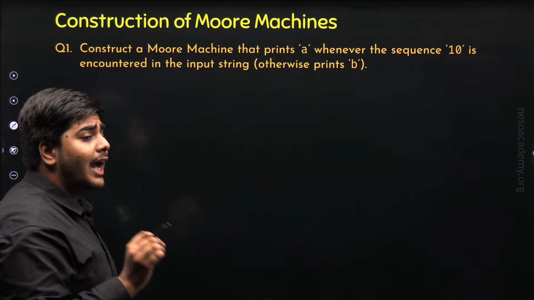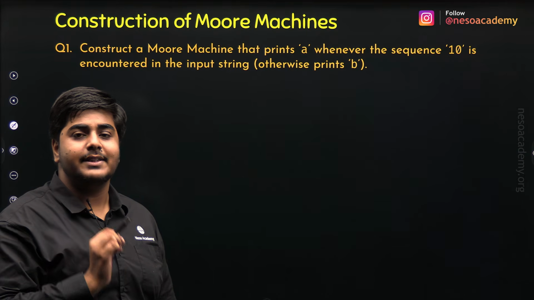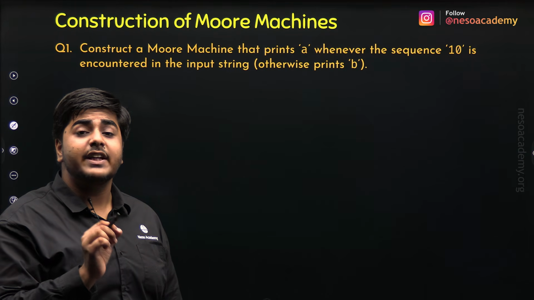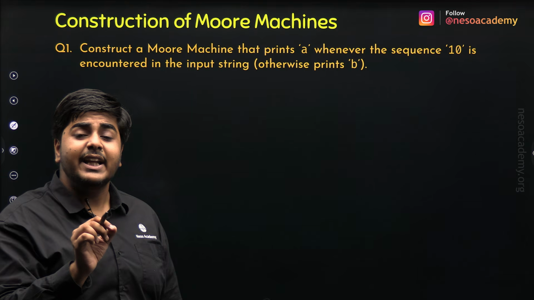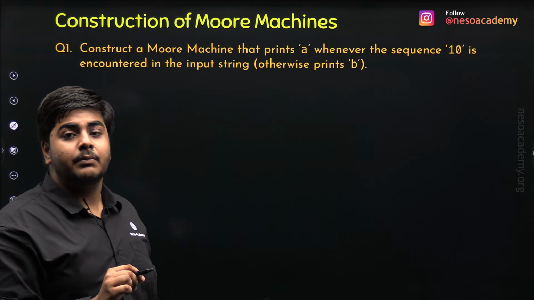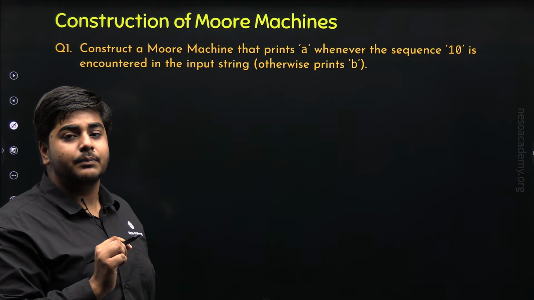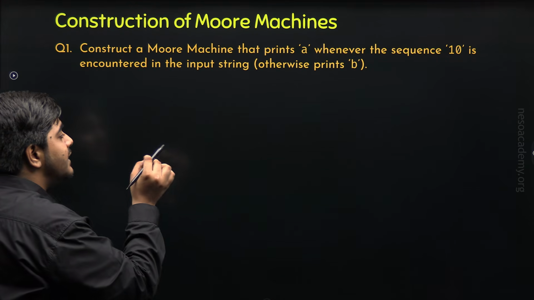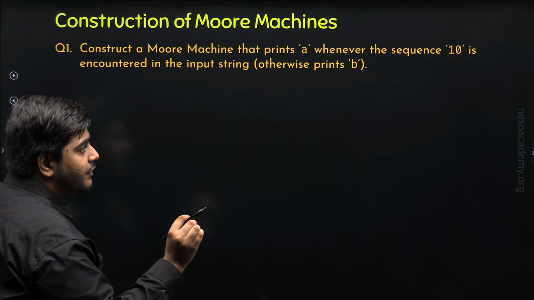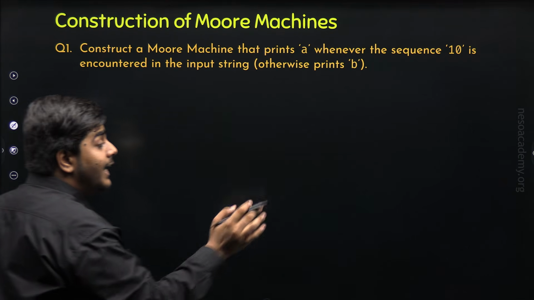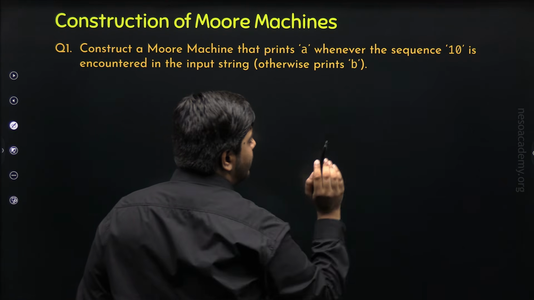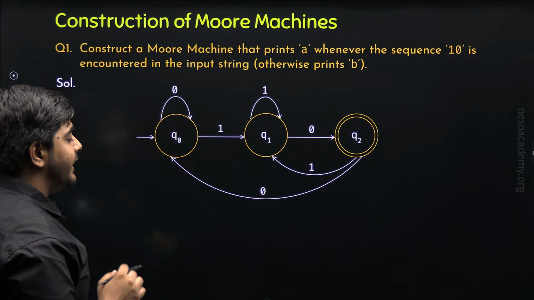Now this question I have already explained to you in the previous lecture. In the previous lecture, we have constructed the Mealy machine for the same problem. And now we are required to construct the Moore machine for this problem. So obviously, we will start with the construction of DFA for accepting the strings ending with the sequence 10. So here is the required DFA.